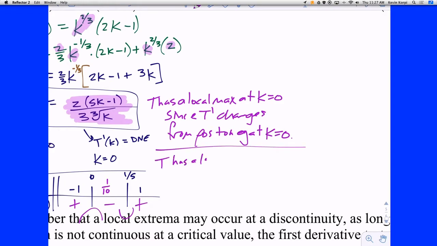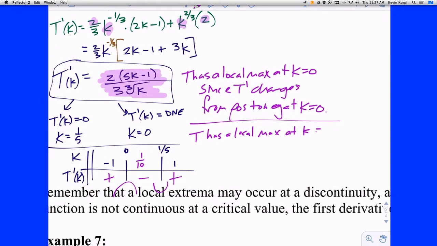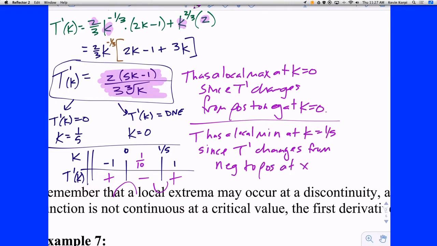T has a local max at k equals 0. Oh man, we don't want to do it again. What if you accidentally call a minimum a max? Is that forgiven? No. At k equals 1/5. Yeah, well, because I was saying it out loud again. Since T prime changes from negative to positive at k, I wrote x again. I said k, I wrote x. Okay, there you go.